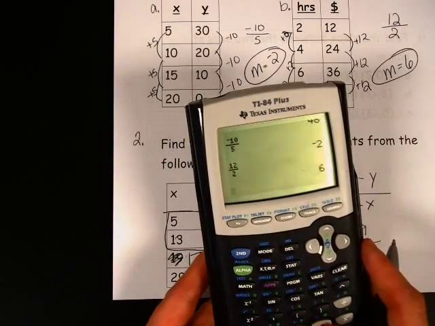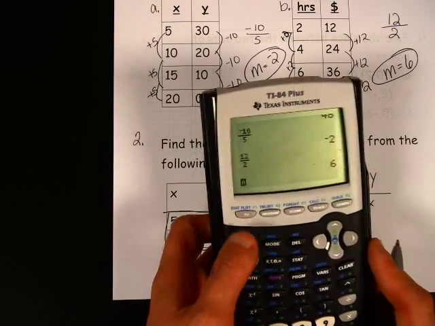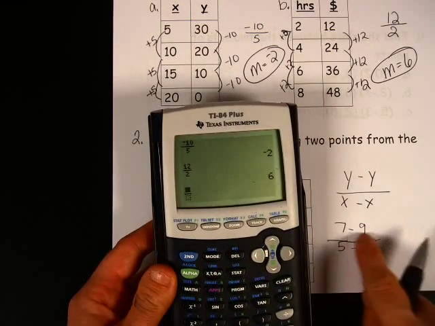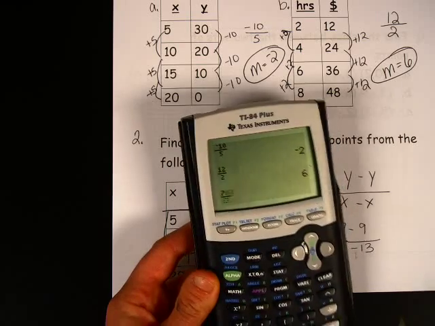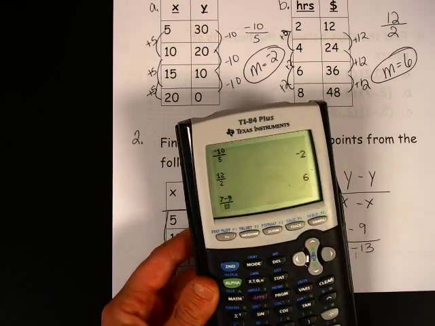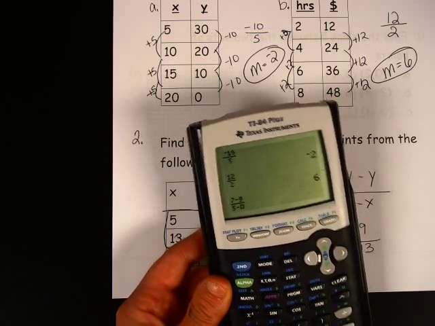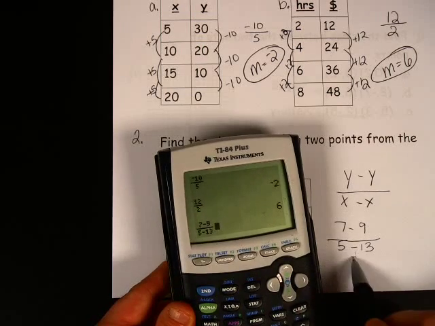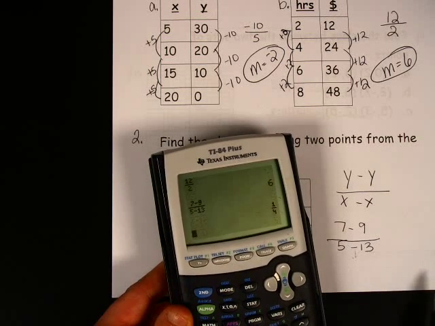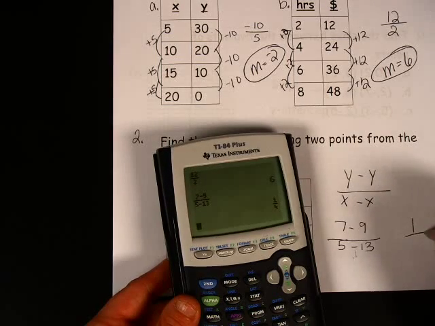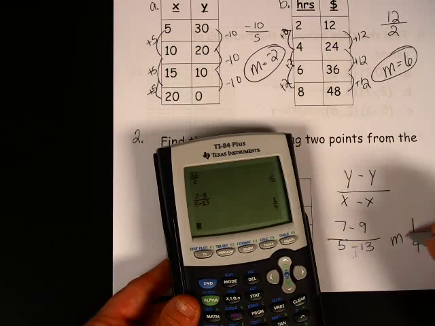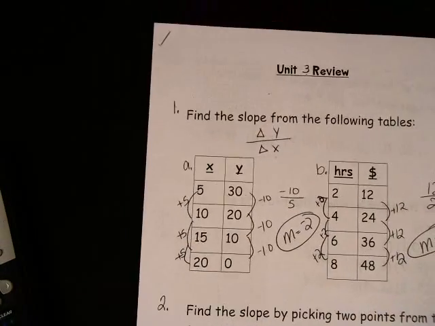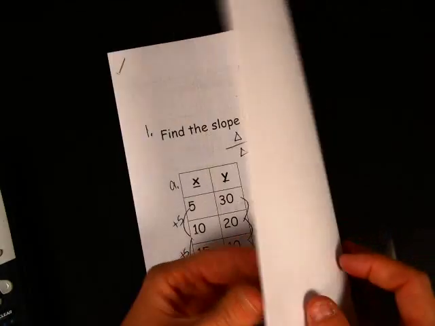So in my calculator, and this you're going to love because you can do this all in one step. Do alpha, stat plot, make it to have a fraction. And then I can just put this in exactly. 7 minus 9, then I go down, 5 minus 13. Look, it is exactly on my calculator what I had here. I'm going to press enter and it gives me the answer. So my slope is 1/4. There it is. Now, let's move on.